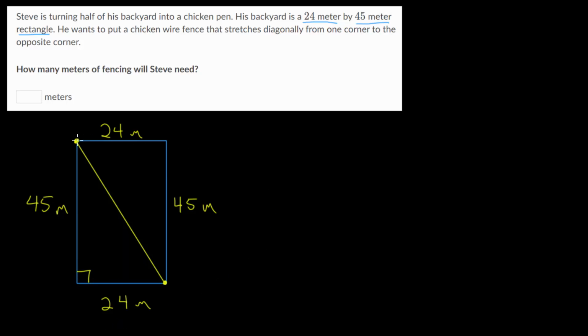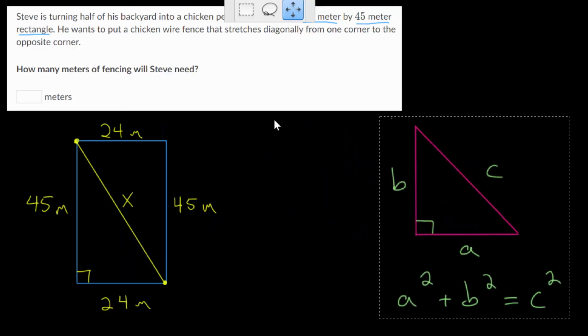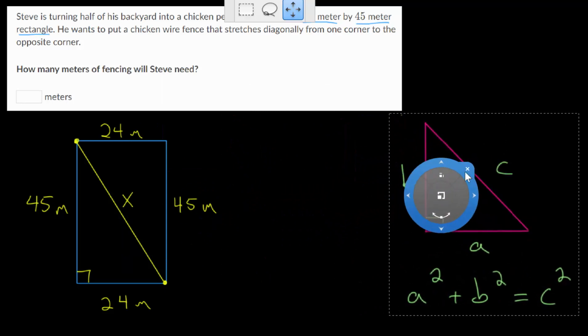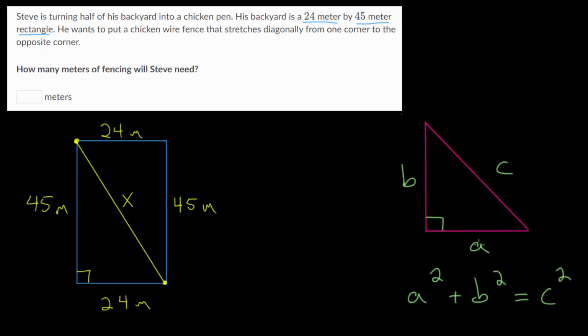So we need to find the length of this diagonal line, since that's the chicken wire, the fence that Steve's going to put in. So let's just call that X. And because we have a right triangle, we can use the Pythagorean theorem to relate the sides of this triangle. So let me paste in a picture of our Pythagorean theorem and the relationship we're dealing with. So when we have some right triangle with side legs A, B, and C, our theorem just says that when we square the two legs and add them together, they're equal to the hypotenuse squared.